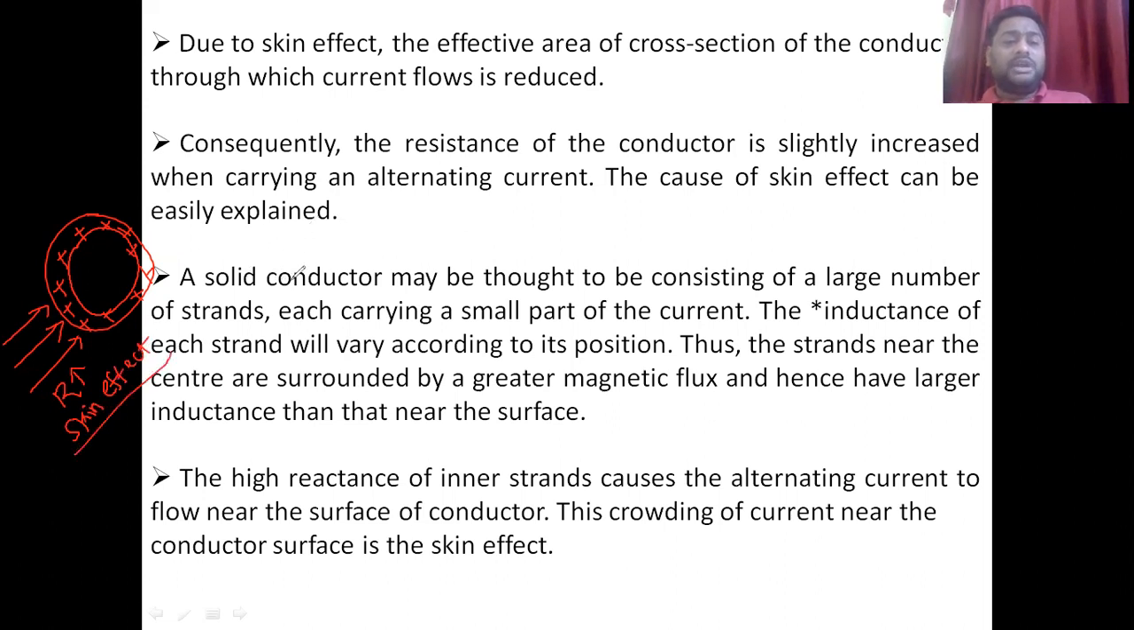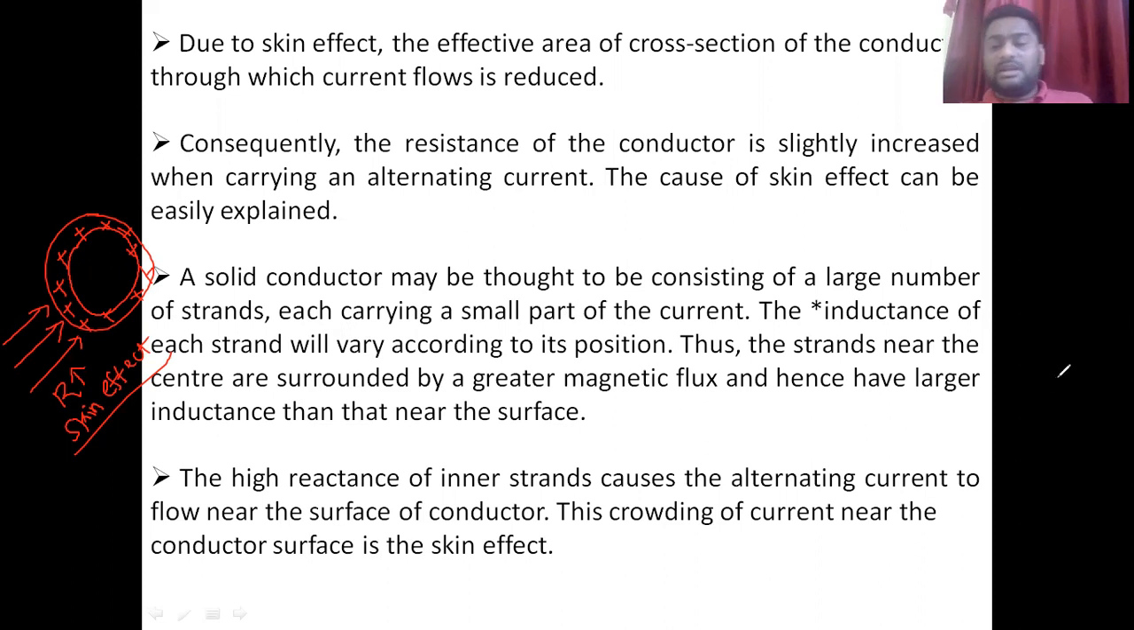So a solid conductor may be thought to consist of a large number of strands, each carrying a small part of the current. The inductance of each strand will vary according to its position. The strands near the center are surrounded by greater magnetic flux and hence have larger inductance than those near the surface.